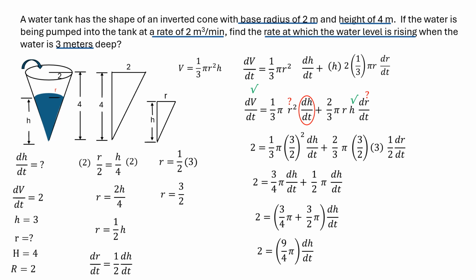We are now going to multiply the left side and right side by 4 and divide the left side and right side by 9h. So ultimately we have dh/dt is equal to 8 over 9 pi. So this is the rate of change of the height when the height is exactly 3. And the unit for this, of course, is meters per minute. So this is the rate at which the water level is rising when the height is exactly 3 meters.